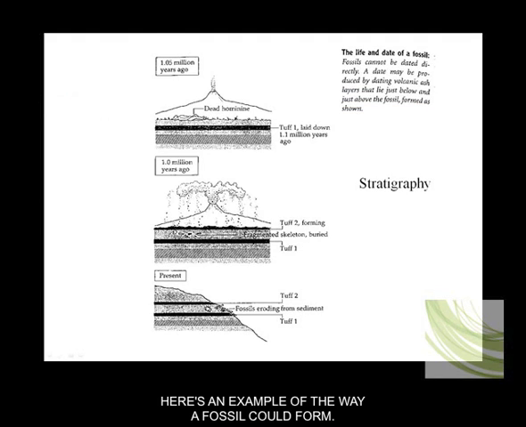Here's an example of the way a fossil could form. So for example, let's say 1.05 million years ago, we have a dead hominid here. At about 1 million years ago, we have an eruption that sheds volcanic ash over the dirt in which the fragmented skeleton of the hominid is buried. Over time, that surface erodes and we end up finding the fossil buried between two different layers of volcanic ash. This would allow us to determine the date of the layer that those bones were found in, because we can very easily date volcanic ash even if we couldn't date the bones themselves.